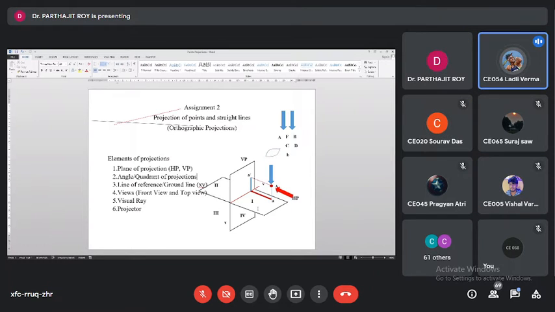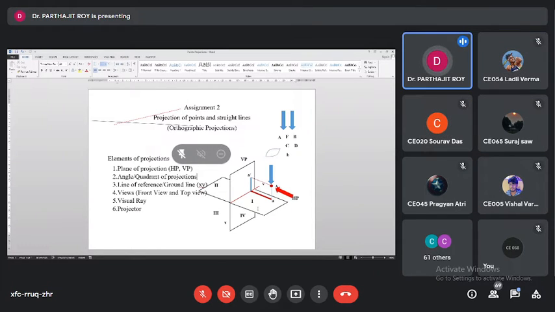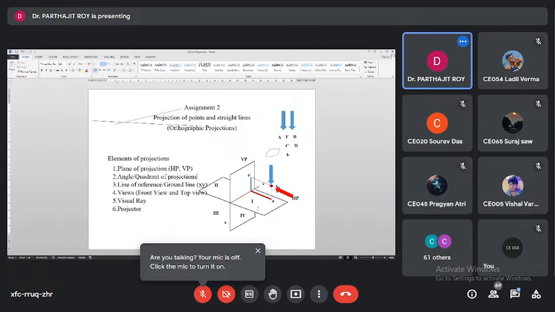Sir, repeat please. Both the projectors, one projector that we are getting on the horizontal plane, second projector we are getting on the vertical plane, isn't it? Yes sir. Both of them are meeting at a common point on the reference line XY. Yes or no? Yes sir. Okay. Am I clear? Yes sir. So these are the projector.